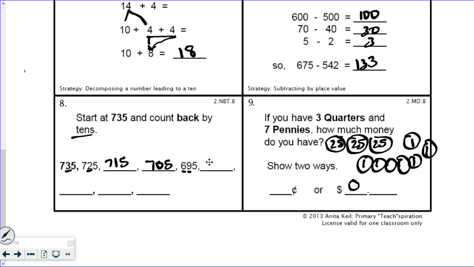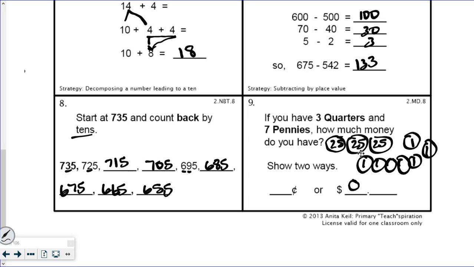So we got 695. So now we're at 685, 675, 665, and our last one is going to be 655. Hopefully that's the answers you got. And our last one, I explained how we're going to count these out.